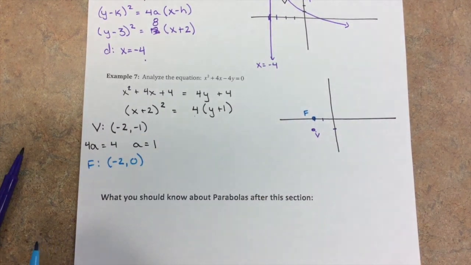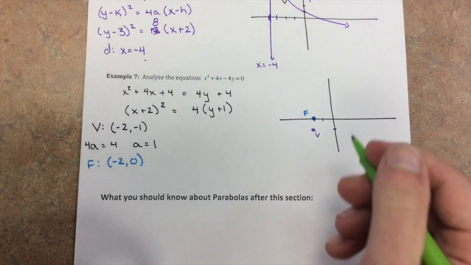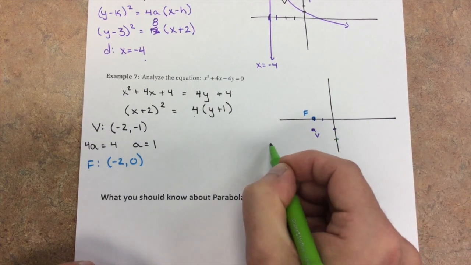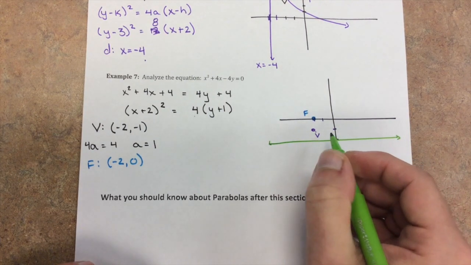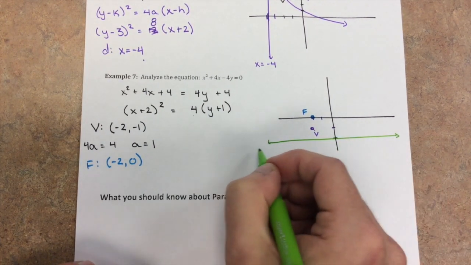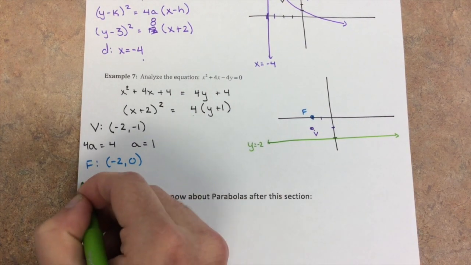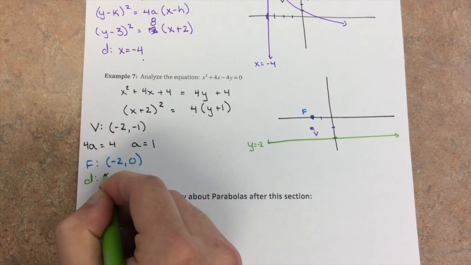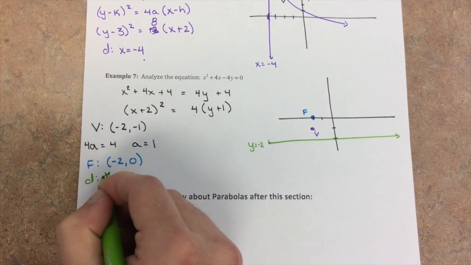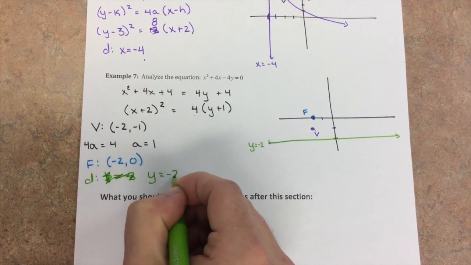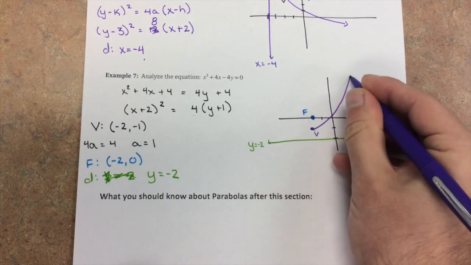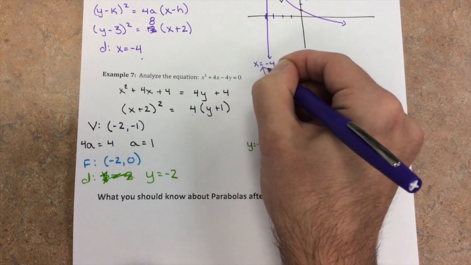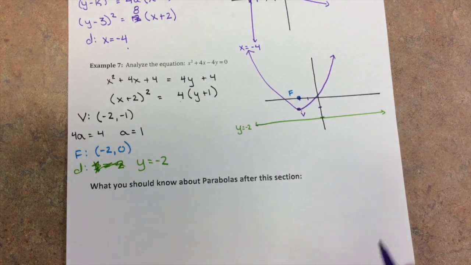We added 1. So our directrix would also be 1 away. So that's our line for our directrix, which is at -2. So y equals -2 is our directrix. Let's just write that clear. y equals -2. This opens up, so take this up this way, up this way. There's our parabola.